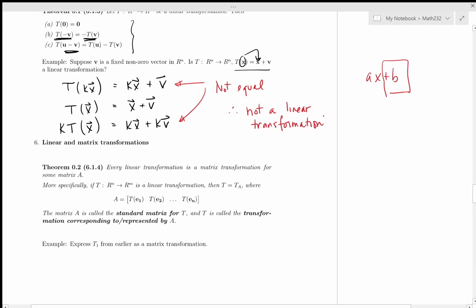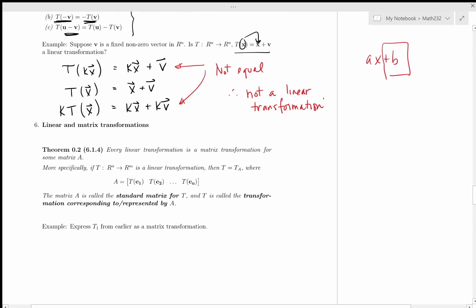Here's a key theorem. Every linear transformation is a matrix transformation for some matrix A, so all matrices represent linear transformations. What's nice about this is that if we have a linear transformation, we can figure out what the matrix is by applying the transformation to the standard basis vectors, and then forming A with the columns of A as the transformation applied to the standard basis vectors. That is what we call the standard matrix for the transformation.